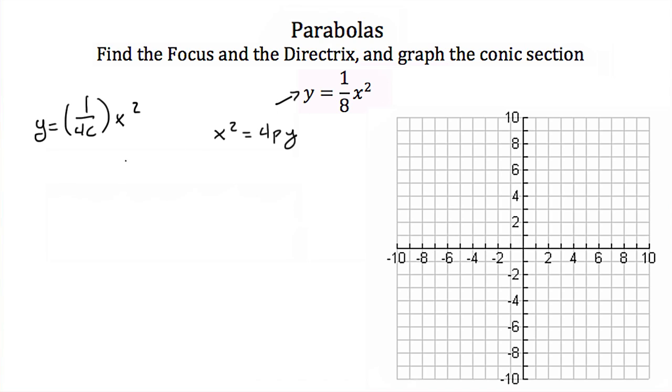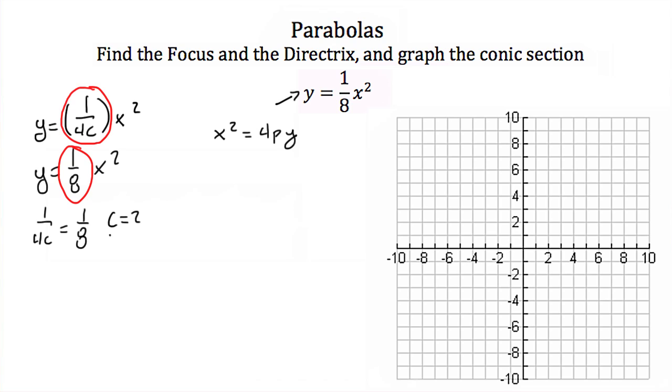Now, since our first example here is already in standard form, y is equal to 1/8 x squared, that would mean that 1 over 4c is equal to 1/8. And that means c is equal to 2.